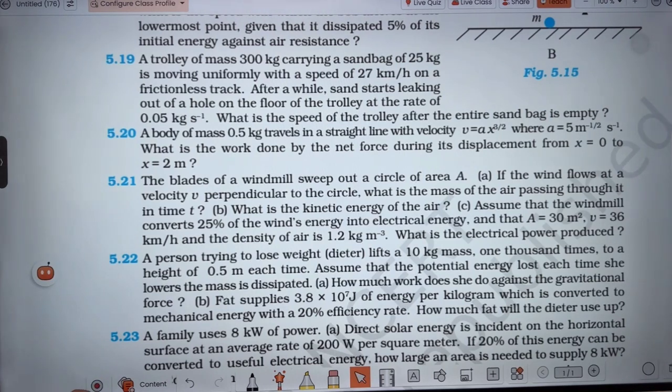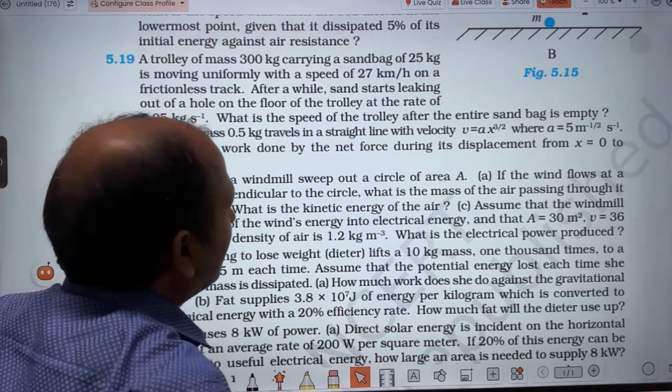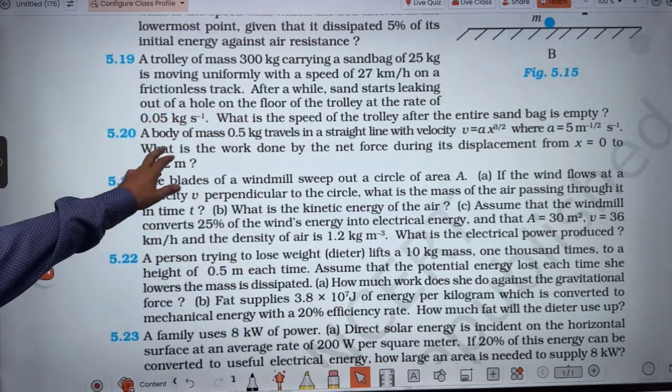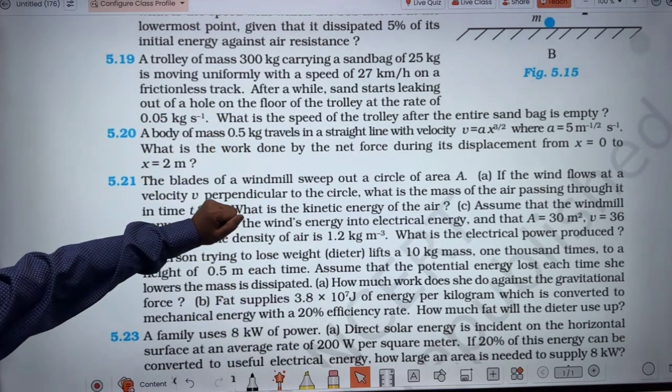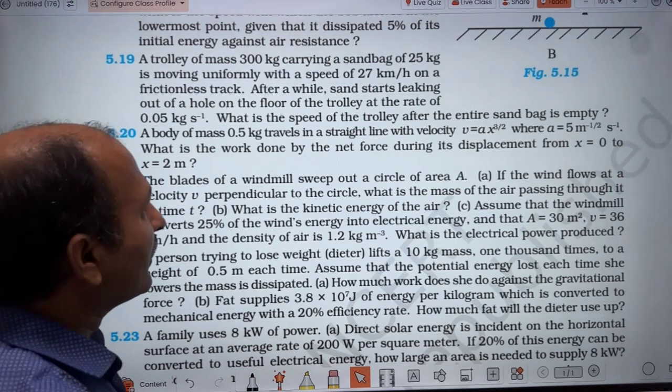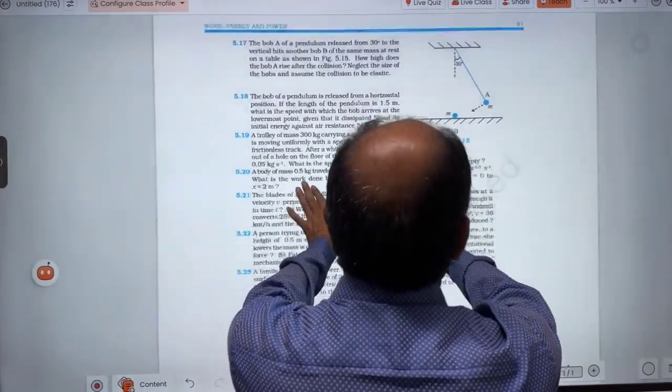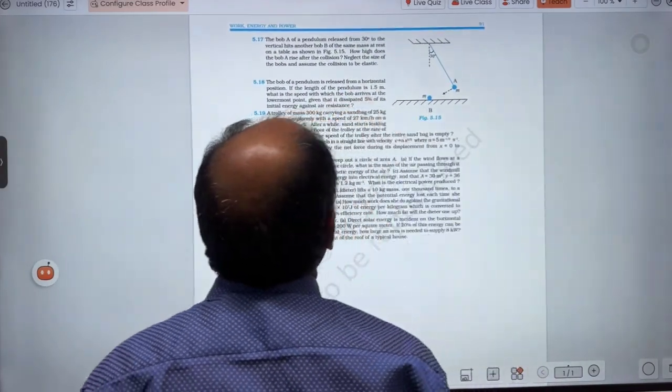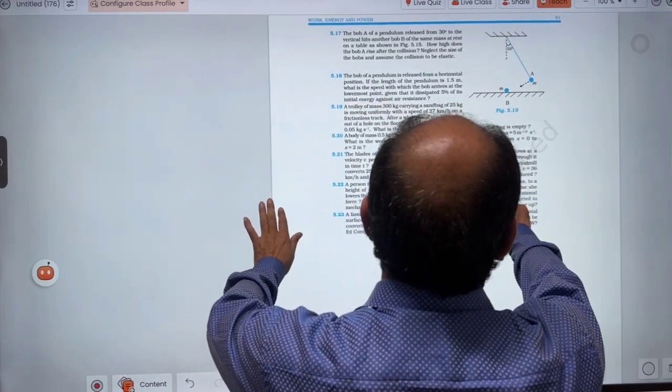Now the next question is an important question and you must know about it. A body of mass 0.5 kg travels in a straight line with velocity v equal to a x power 3 by 2, where a is 5 meter power minus half per second. What is the work done by the net force during its displacement from x equal to 0 to x equal to 2? So here, what is the question? I think you have understood. Let's analyze the question, what they want to say.